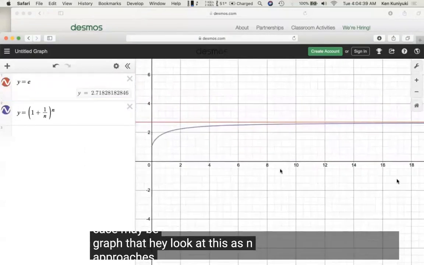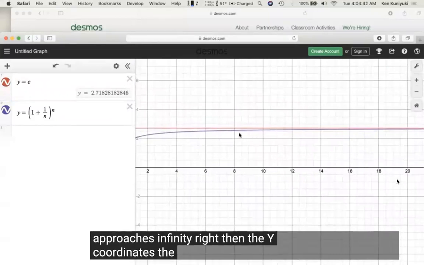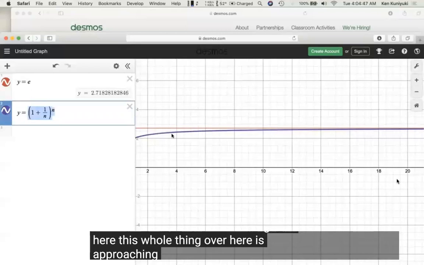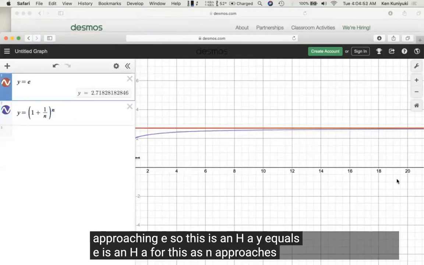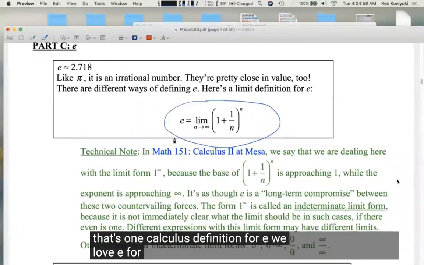As n approaches infinity, the y-coordinate, the value of this whole thing over here, is approaching e. Okay, so this is an HA. Y equals e is an HA for this as n approaches infinity. That's one calculus definition for e. We love e for all sorts of reasons.